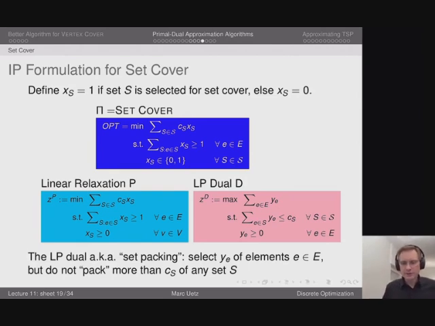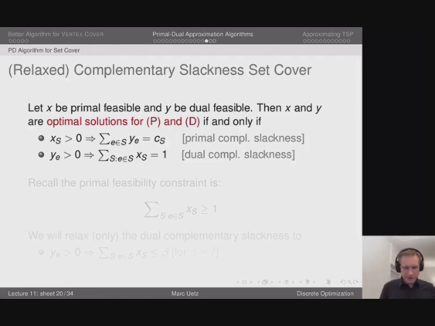Now, for the sake of setting up approximate complementary slackness, let's first look at the regular complementary slackness conditions for this primal-dual pair of LPs. So if we have x, a primal feasible solution, and y, a dual feasible solution, then we have optimal solutions for these linear programs if we have complementary slackness, saying that whenever a primal variable is larger than 0, so selecting a subset S, then the corresponding dual constraint, that was this packing constraint, must be fulfilled with equality. So the original dual constraint was smaller or equal. For optimality, it should be equal.